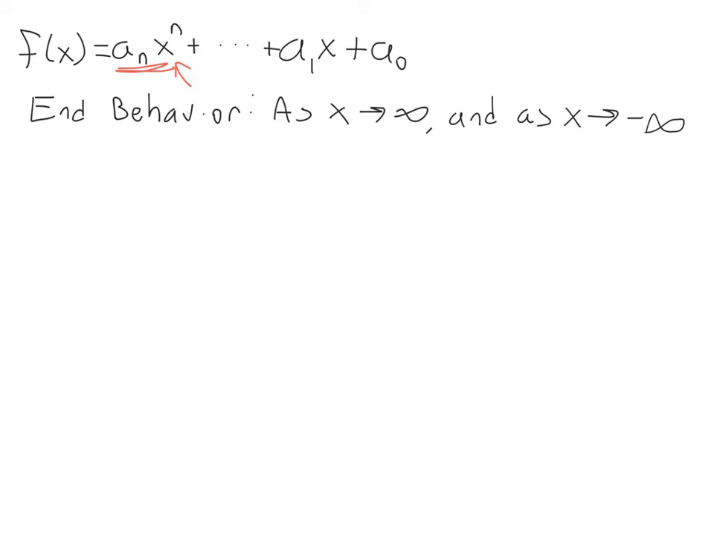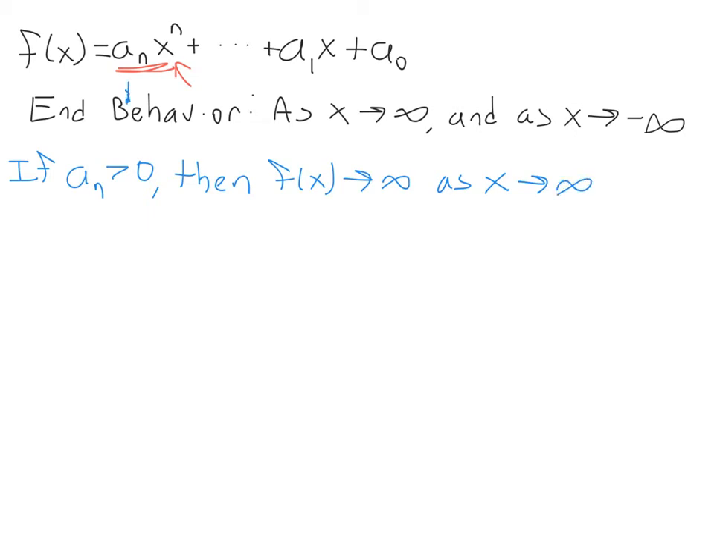And so a couple of observations that we're going to need to keep in mind. The first is, if the leading coefficient a_n is greater than 0, then the function f of x is going to go to positive infinity as x goes to positive infinity, okay? And this is because if a_n is positive, then no matter what n is, a positive number raised to the nth power is going to be positive. So this whole term is going to be positive.